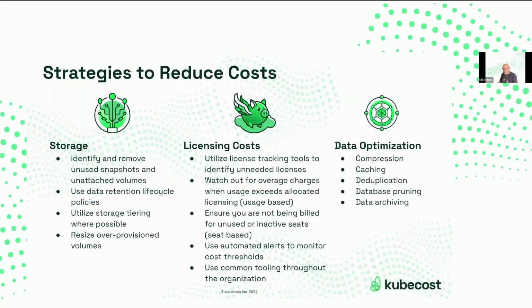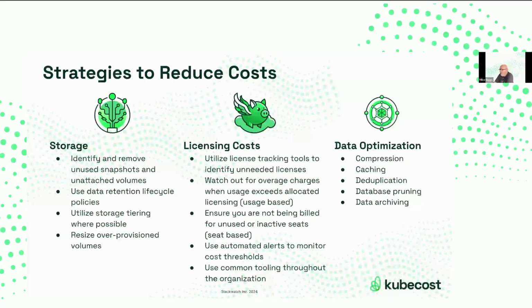Both of them have potential for spending more money than you want to. Usage-based can sometimes be especially bad about this, in the sense that when I go over a certain amount of usage, that excess usage gets billed at a considerably higher rate than what I'm paying for now. So watch out for excess usage if you're using usage-based licensing. The flip side of that is seat-based licensing. So if I've got seat-based licenses, I may have unused and inactive seats that I can remove to cut back on those licensing costs.